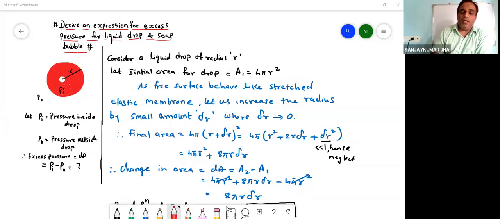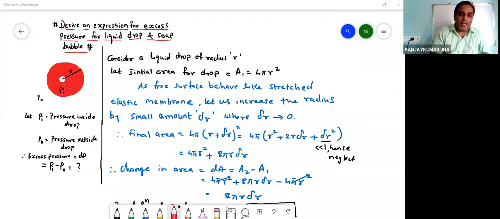Now let us proceed. Consider a liquid drop of radius r. The initial area of the drop is 4 pi r square, the formula for the area of a sphere. Now remember students, as we know, a free surface behaves like a stretched elastic membrane, so obviously we can stretch a free surface. Let us stretch the free surface by an infinitesimally small amount, say delta r.